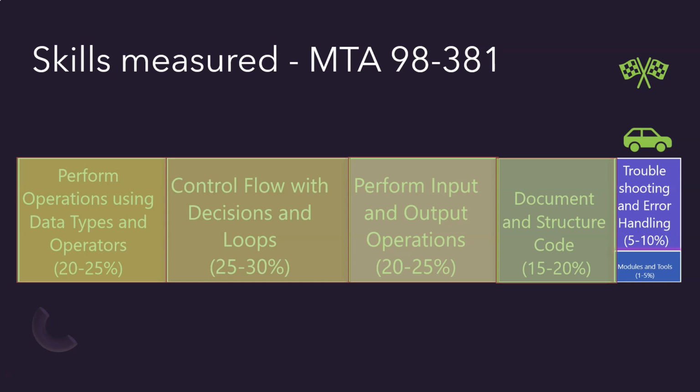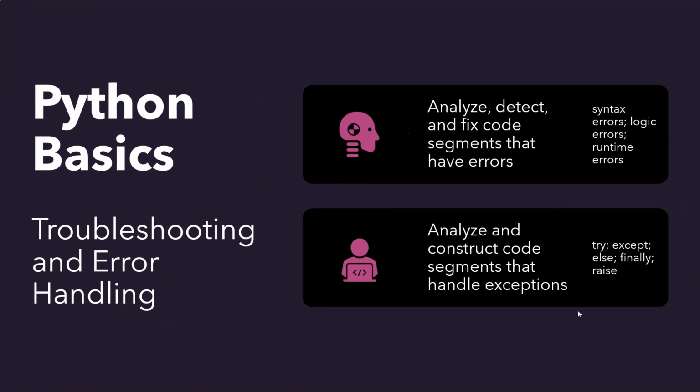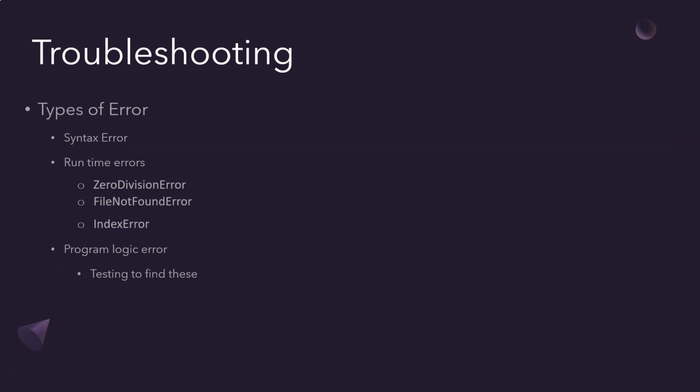Next we will see troubleshooting and error handling. So in this section of Python basics, we will cover troubleshooting and error handling. We'll see how to analyze, detect and fix code segments, and also how to analyze and construct code segments that handle exceptions. In the troubleshooting, we are going to first understand what all different types of errors are there.